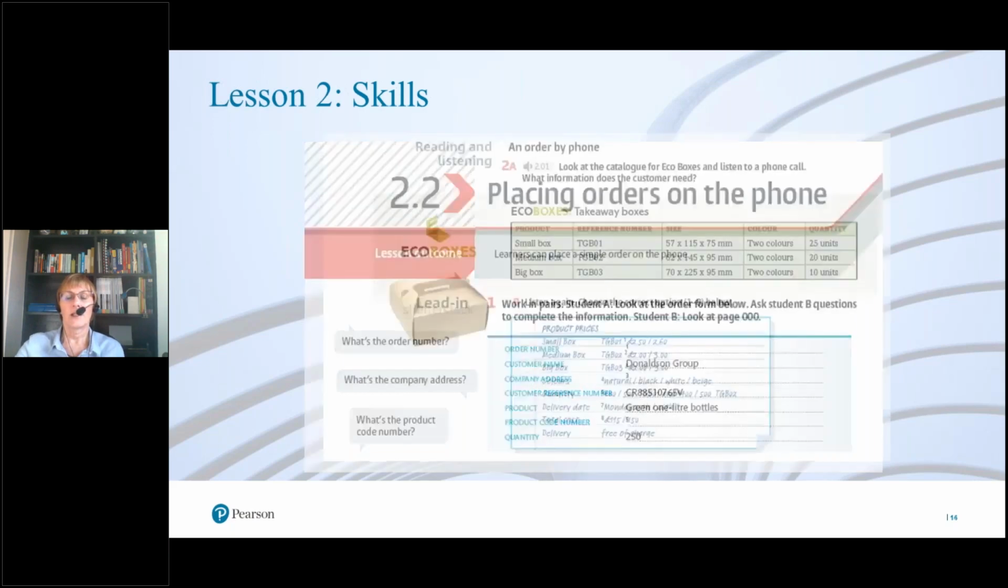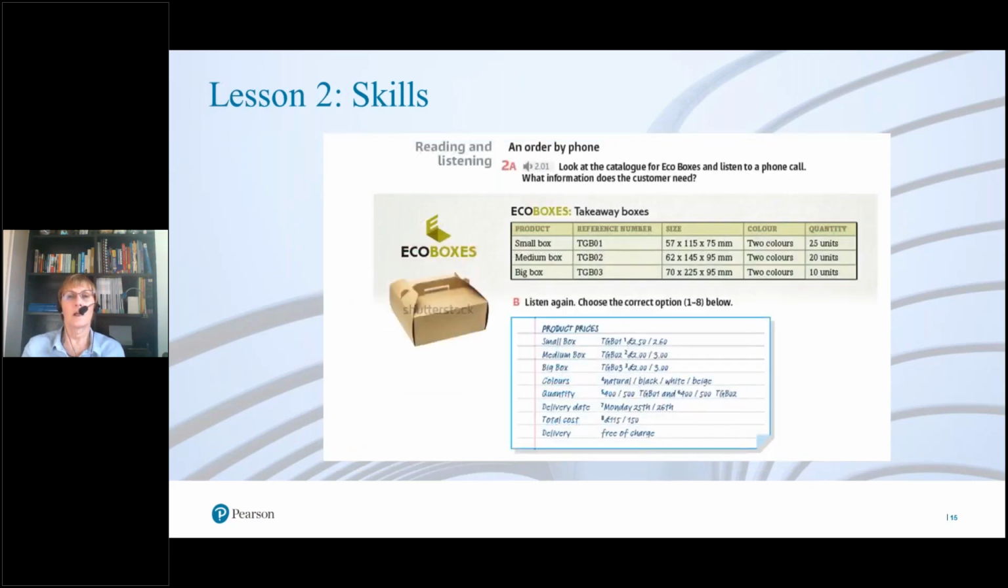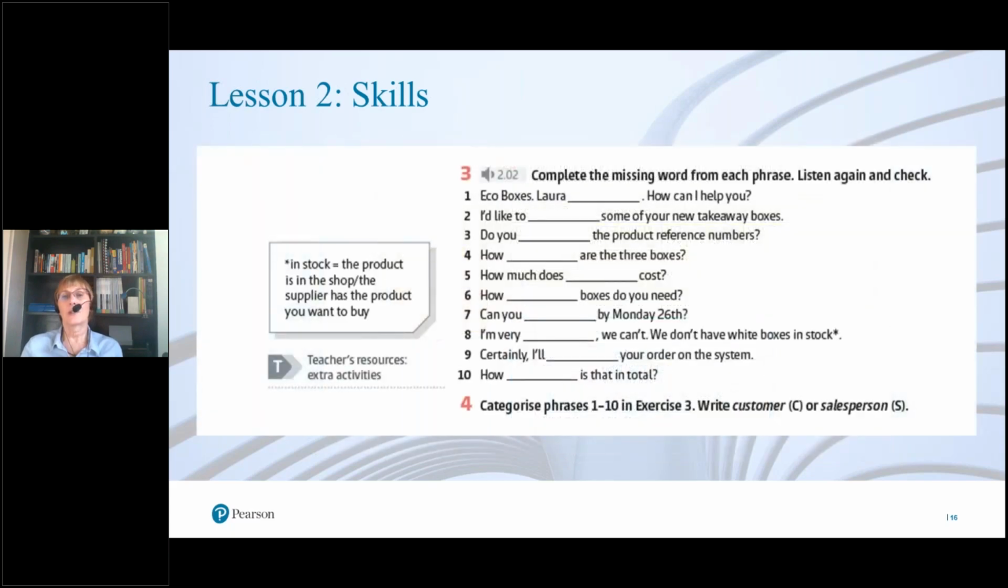And then you see that they will listen to a conversation where somebody's placing an order, and they've got a global task, and then they've got a detailed task where they're completing the order. And then they will look in more detail at the functional language. And as I said, the functional language is part of the vocabulary that they're learning from this course.